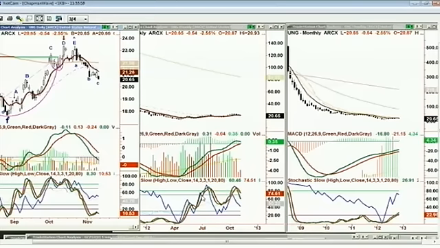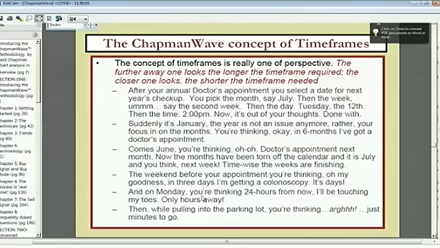The election is gone. We have the results. We waited 4 years. You started talking about years, and you started talking about months, and you started talking about weeks. Then it was days, then it was hours, and then it's gone. Now, this is what I wrote in my CD introducing the ChapmanWave methodology: the ChapmanWave concept of time frames.